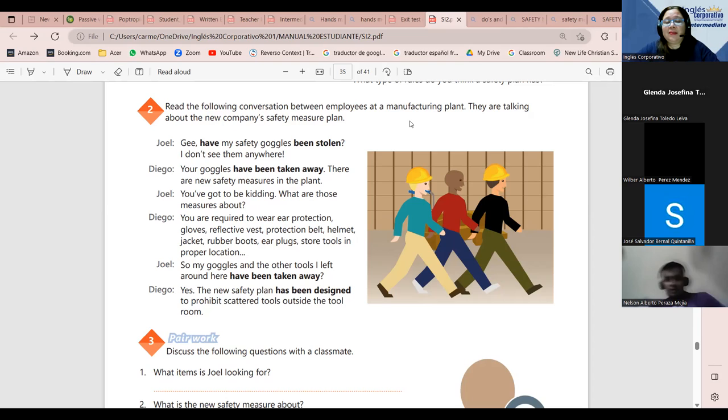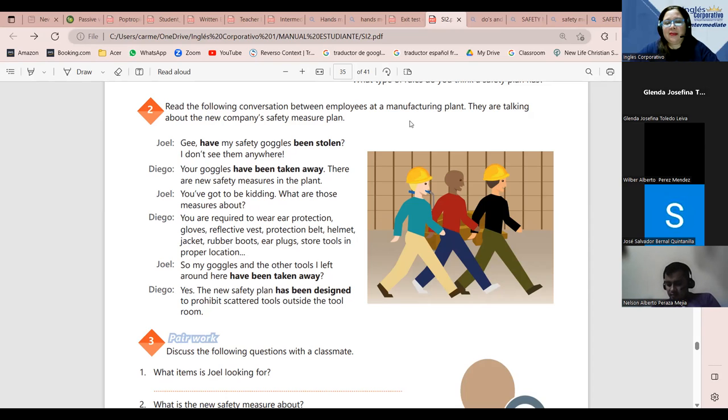Have my safety goggles been stolen? I don't see them anywhere. Your goggles have been taken away. There are new safety measures in the plant. You've got to be kidding. What are those measures about? You are required to wear ear protection, gloves, reflective vest, protection belt, helmet, jacket, rubber boots, ear plugs, and store tools in proper locations. So my goggles and the other tools I left around here have been taken away.